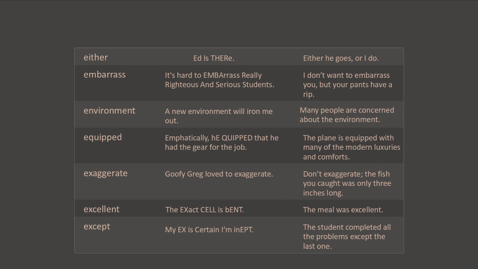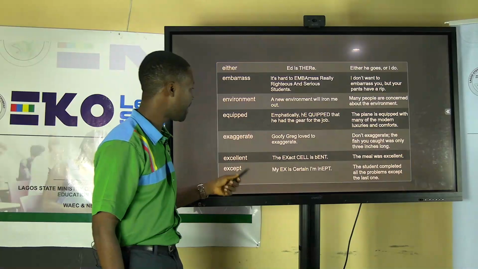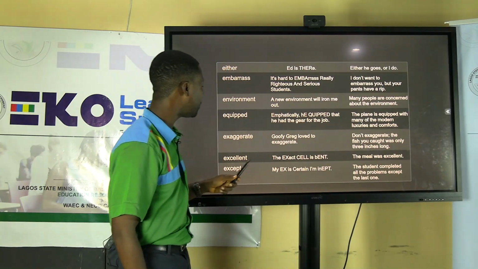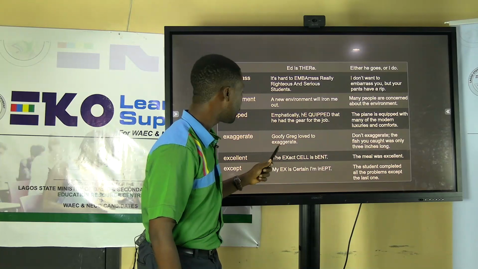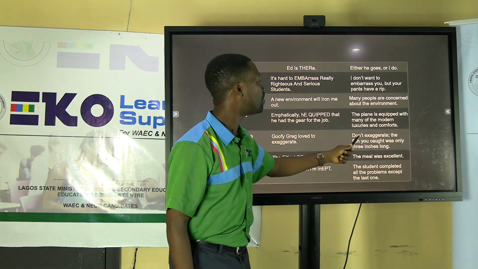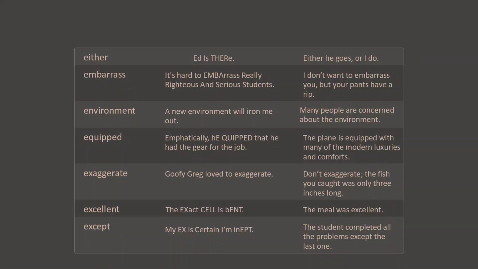The next word is exaggerate. When you spell the word exaggerate, it comes with two G's and an E. So we have it in this sentence: don't exaggerate. The fish you caught was only three inches long.